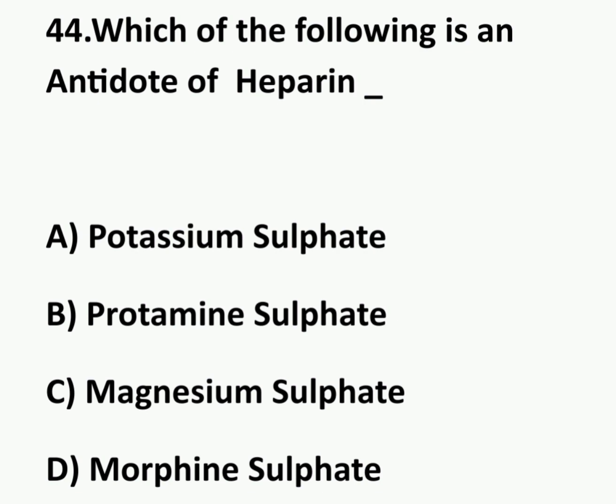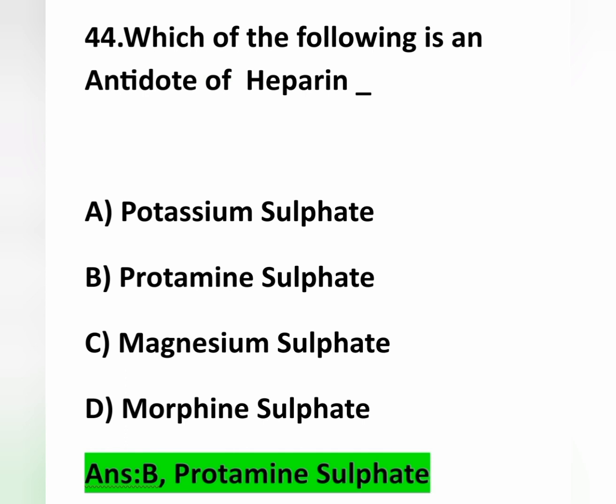Next question, which of the following is an antidote of heparin? Option A, potassium sulfate, option B, protamine sulfate, option C, magnesium sulfate, option D, morphine sulfate. Okay, so here by hurrying, maybe by mistake, we will mark option A, potassium sulfate. No, it is protamine sulfate. We have to read the question and the options thoroughly. Option B is the correct answer, protamine sulfate.